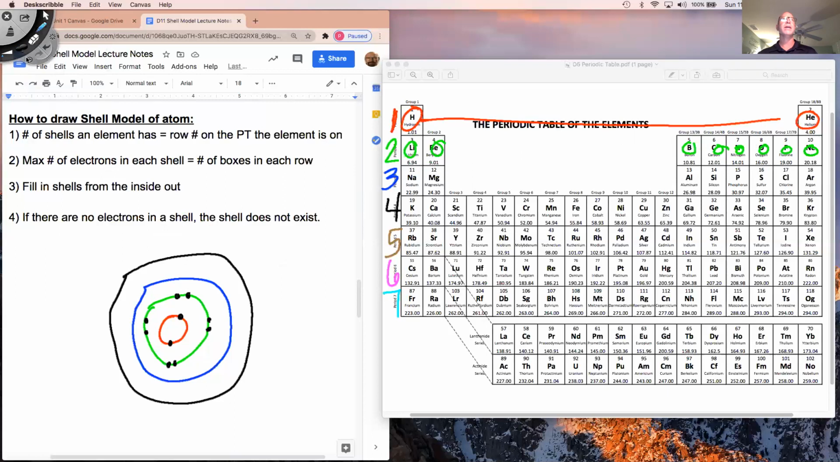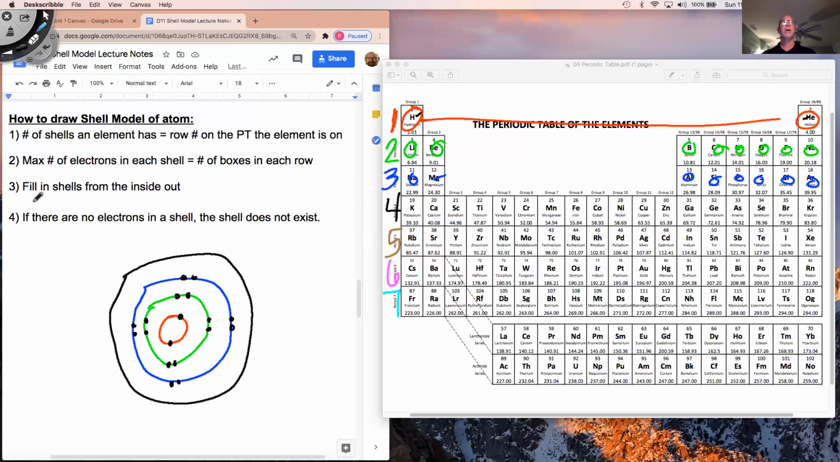Row number 3, how many electrons is row number 3 going to hold? That's right. 1, 2, 3, 4, 5, 6, 7, 8. Row number 3 is going to hold 8 electrons as well. Row number 4 is going to hold 18. I am not going to draw 18 electrons on here, but in theory, I would need to if I was going to draw that all out. So again, the row directly correlates to the shell, and the number of electrons is the number of boxes that are on each row. All right?